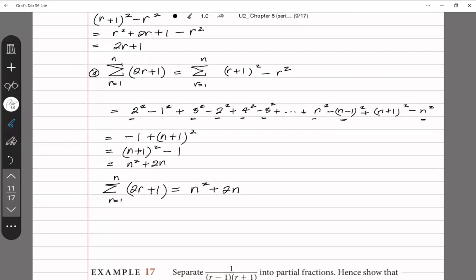So let's do part B of the question. Part B says, the summation from r is equal to 1 to 20 of 2r plus 1. Using the formula, wherever I see n, I'm going to put 20. So this is 20 squared plus 2 times 20. 20 squared is 400. 400 plus 40 is 440.